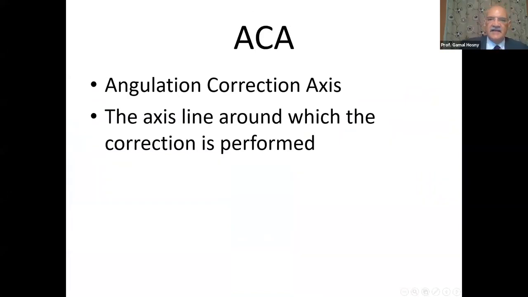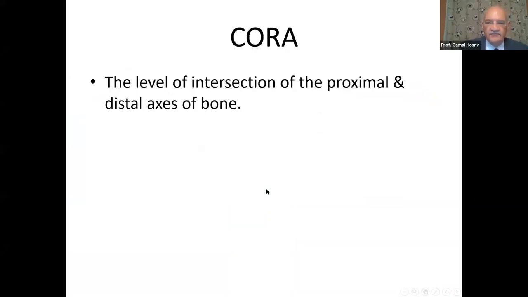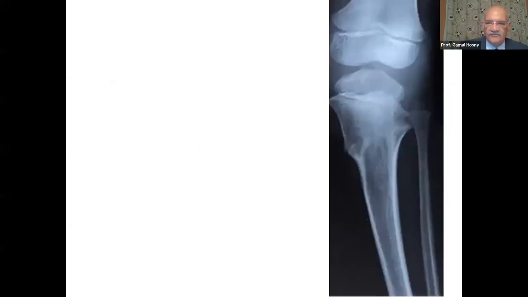What's ACA? ACA is angulation correction axis, the axis line around which the correction is performed. The CORA is the level of intersection of the proximal and distal axes of bone. You see here we have a deformity. This is a metaphyseal deformity. This should be the CORA or the apex of the deformity.